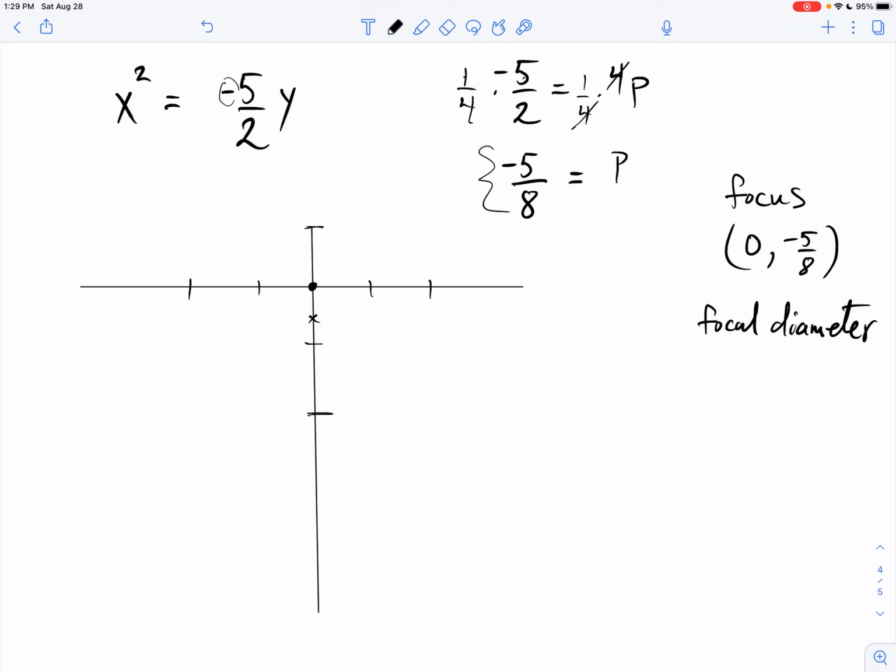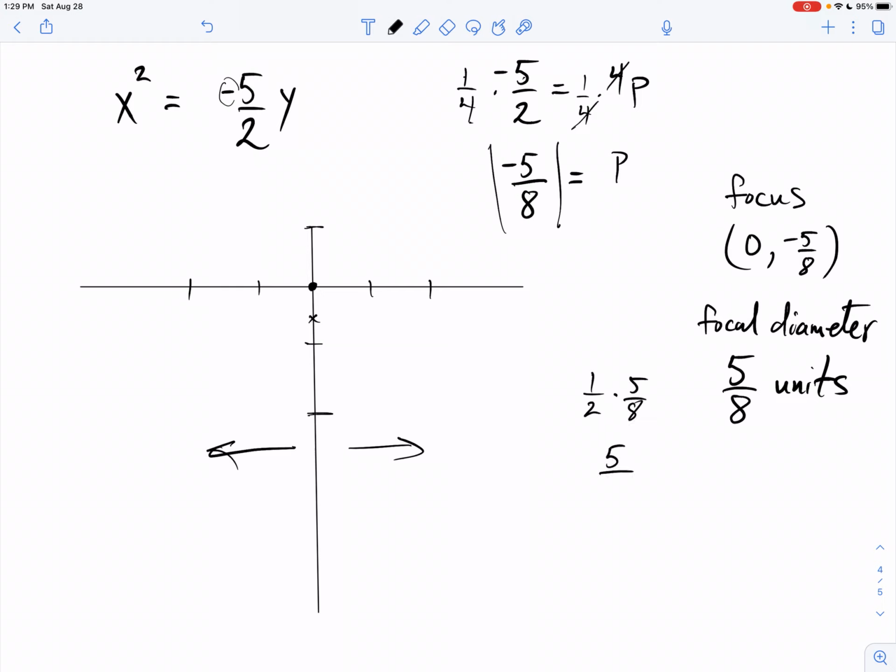Well, the focal diameter means I'm going to take the absolute value of this guy right here. I totally am. Let me get these brackets out of the way, and I can go like this. Wham, bam. So my focal diameter is 5/8 units. That means half of my units go on this side, half of my units go on this side. You go, oh no, how do I take half of 5/8? You go, 1/2 times 5/8. Half of 5/8, what is that? It's 5/16. So I'm going to go 5/16 of the way over here. I'm going to go 5/16 of the way over here.